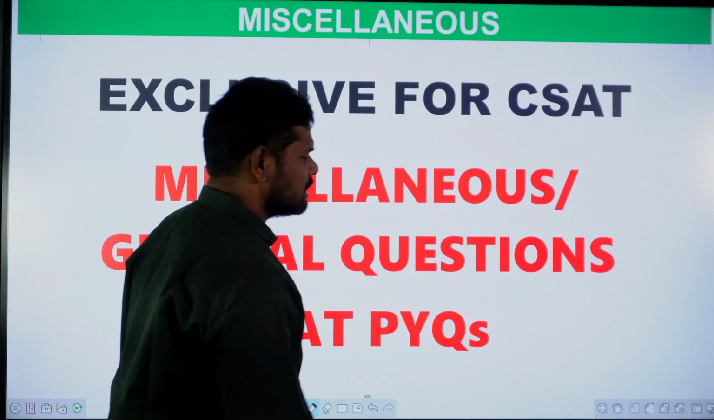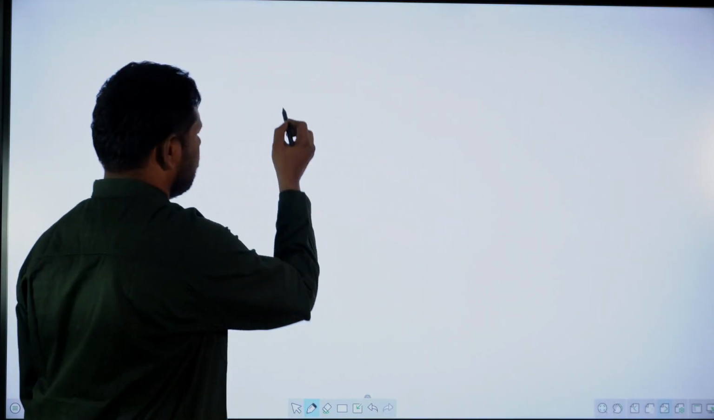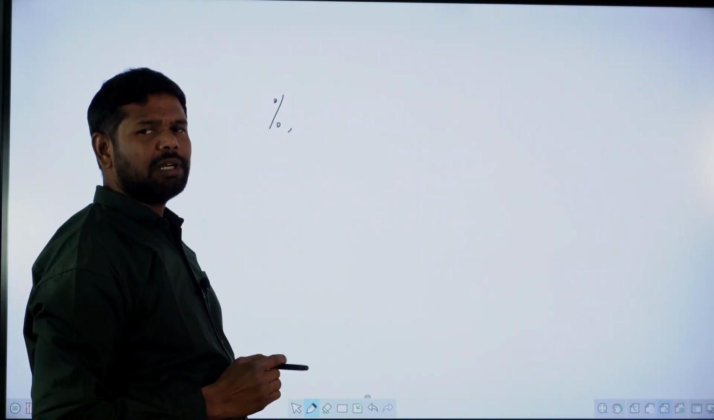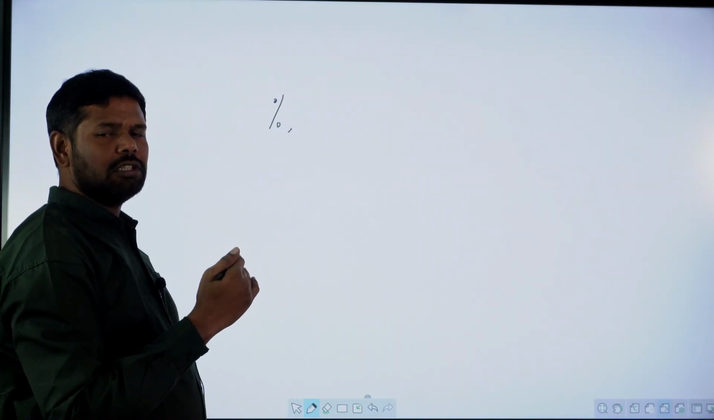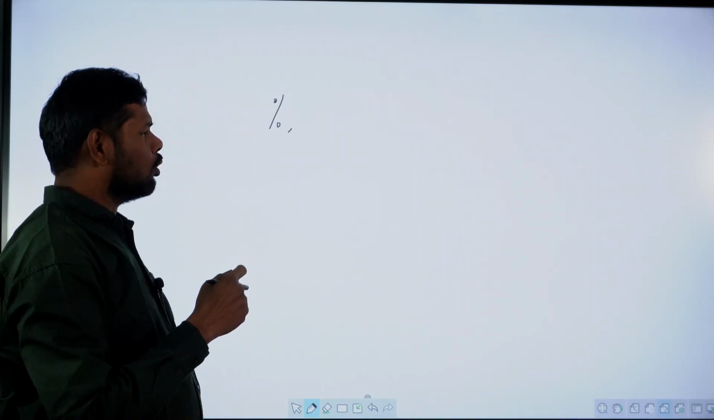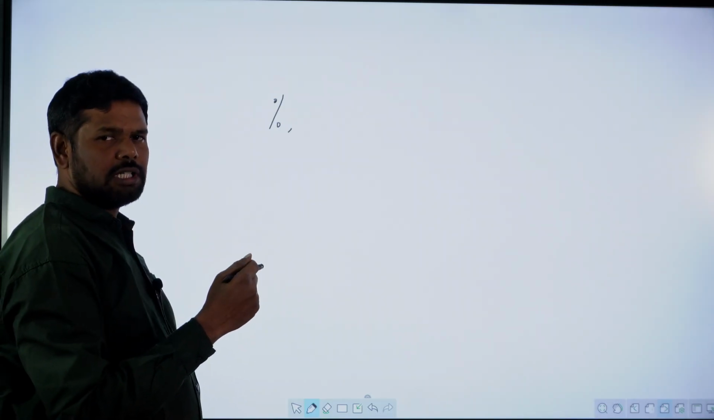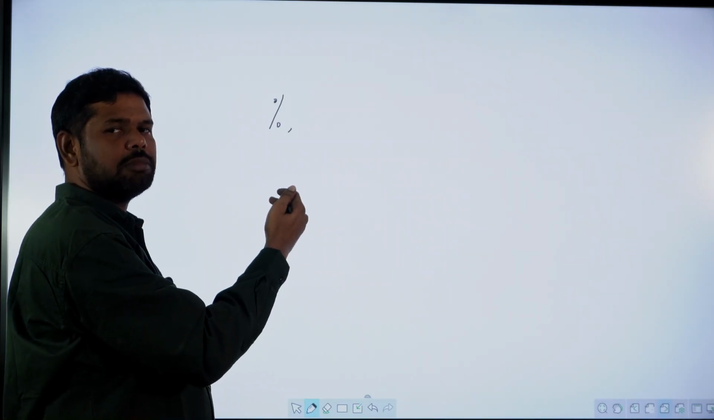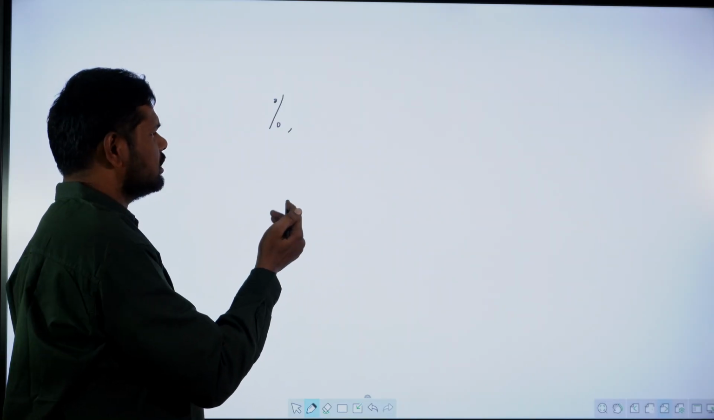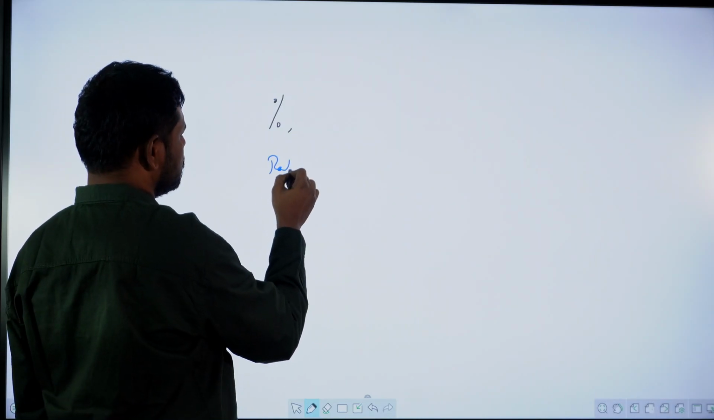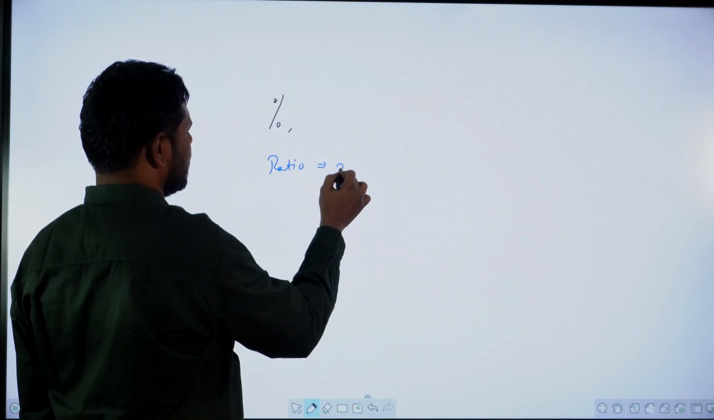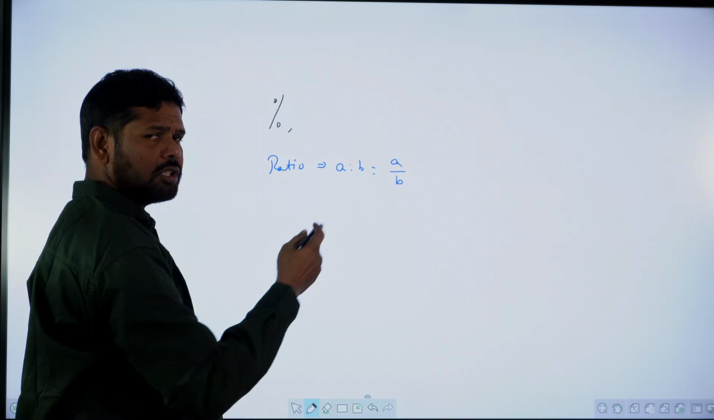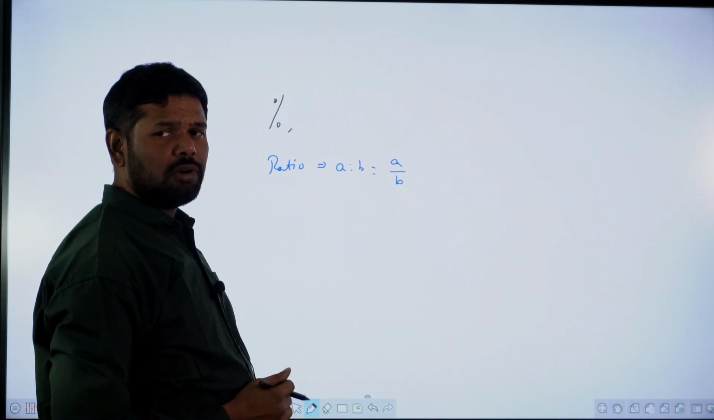So what type of questions are there? Here some percentage-related questions are there, like 10 percent increased, 10 percent decreased. Generally, we take the whole value as 100%. A 10% increase means 110%, and a 10% decrease means 100 becomes 90%. Those types of questions. And ratio-based questions. In ratio terms, A is to B is nothing but A by B. So we can solve some questions based on ratios.